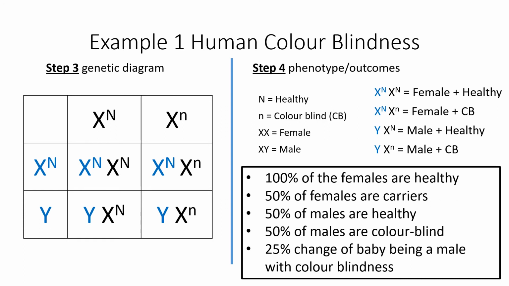But quite often a question will specifically ask you for a particular phenotype combination and the probability of that particular phenotype, for example, male and colorblind, and that would be 50% in this example. But just make sure you read back to the question to check that you've actually answered what they're asking for.